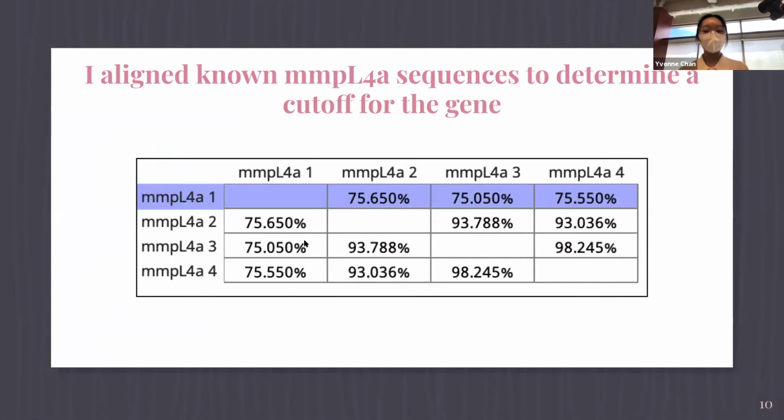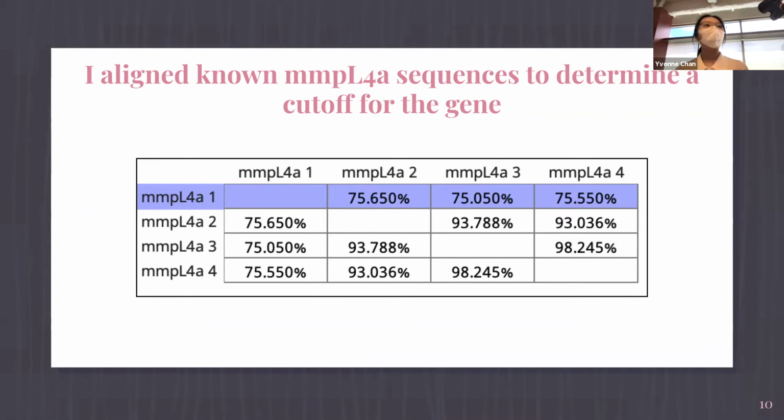First of all, because I found only 4 sequences labeled as MMPL4A in NCBI, I had to find more MMPL4A sequences through BLAST. However, I couldn't use all of the sequences that appeared on BLAST because some of them might have not come from MMPL4A, even if they were similar to the original sequences. In order to ensure that the additional sequences I found were from MMPL4A, I established a cutoff for this gene.